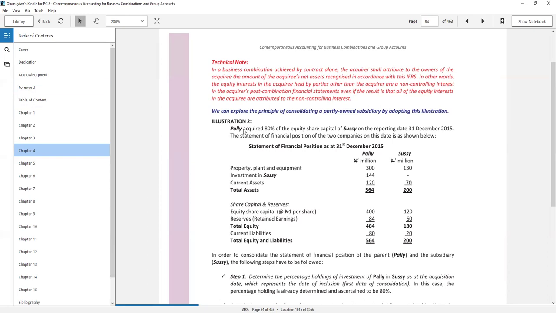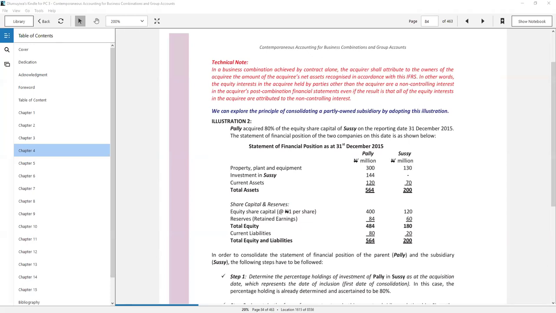Okay, thank you. Can you now look at the illustration? We can further explore it. Okay, continue. Okay, sir. We can explore the principle of consolidating a partly owned subsidiary by adopting this illustration. Illustration two, Pali acquired 80% of the equity share capital of SUSE on the reporting date, 31st December 2015. The statement of financial position of the two companies on this date is as shown below.